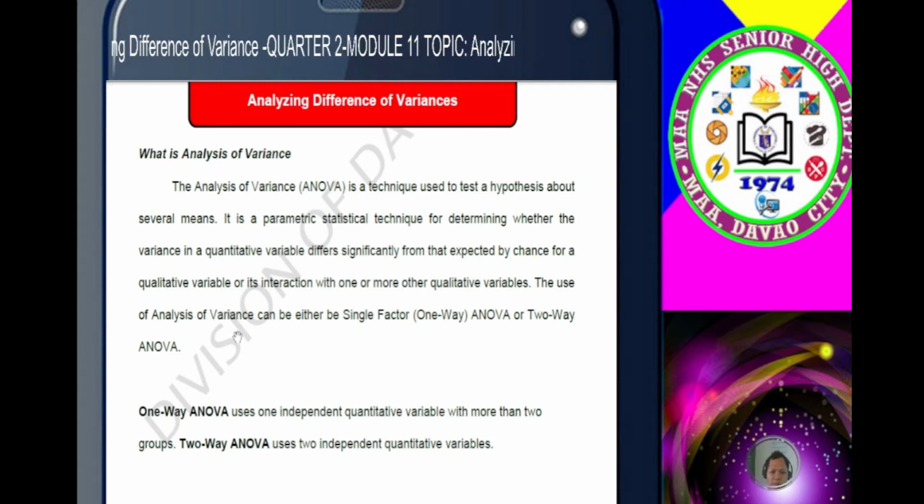So the use of analysis of variance can be either single factor, one-way ANOVA, or two-way ANOVA. One-way ANOVA uses one independent quantitative variable with more than two groups. And two-way ANOVA uses two independent quantitative variables.